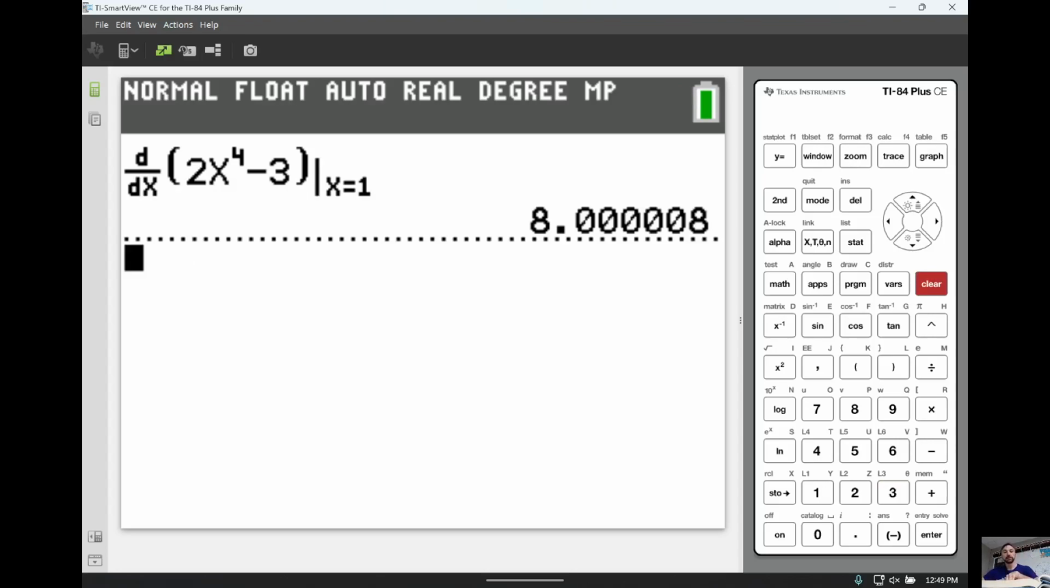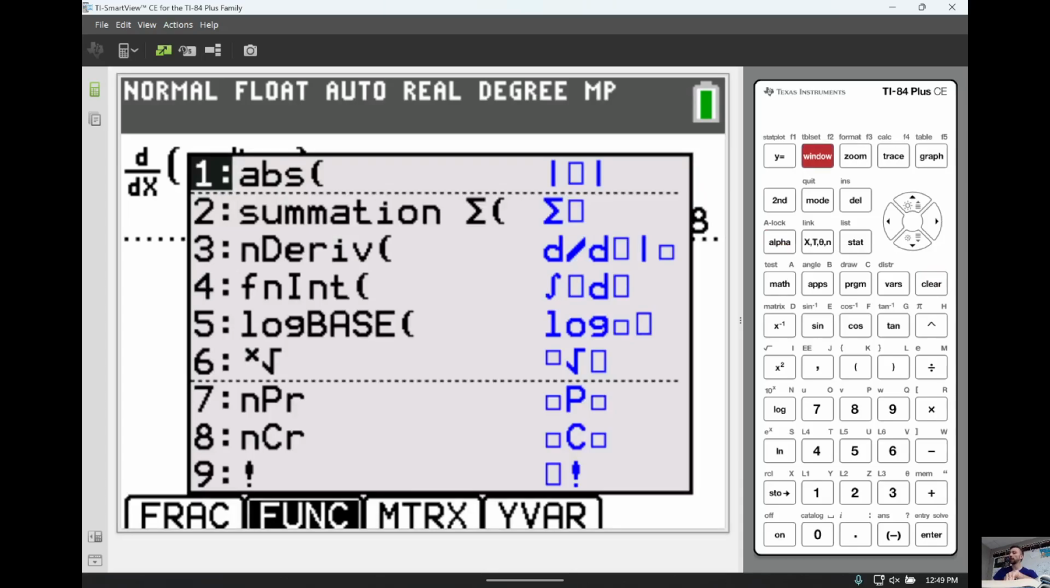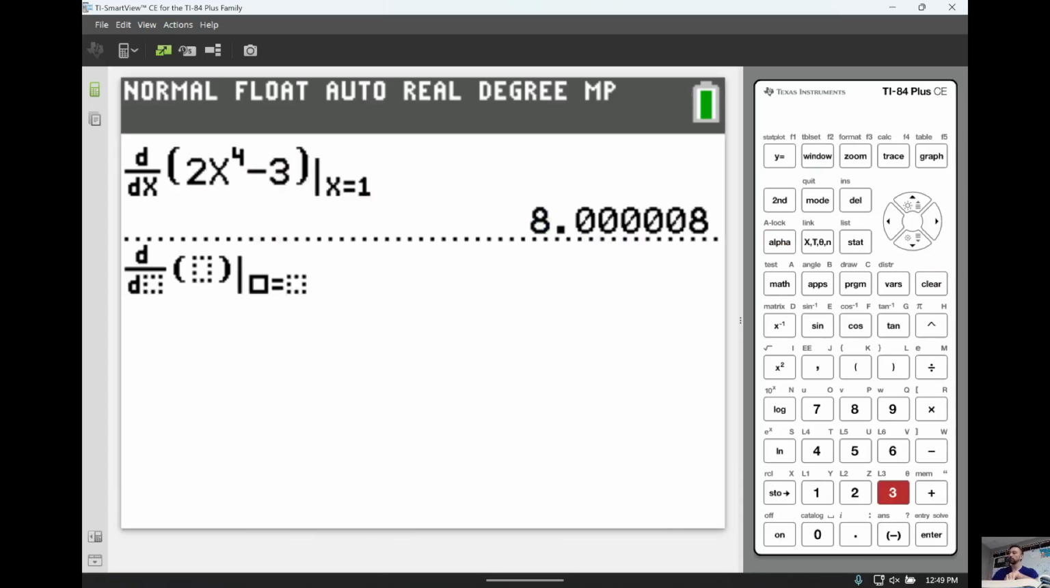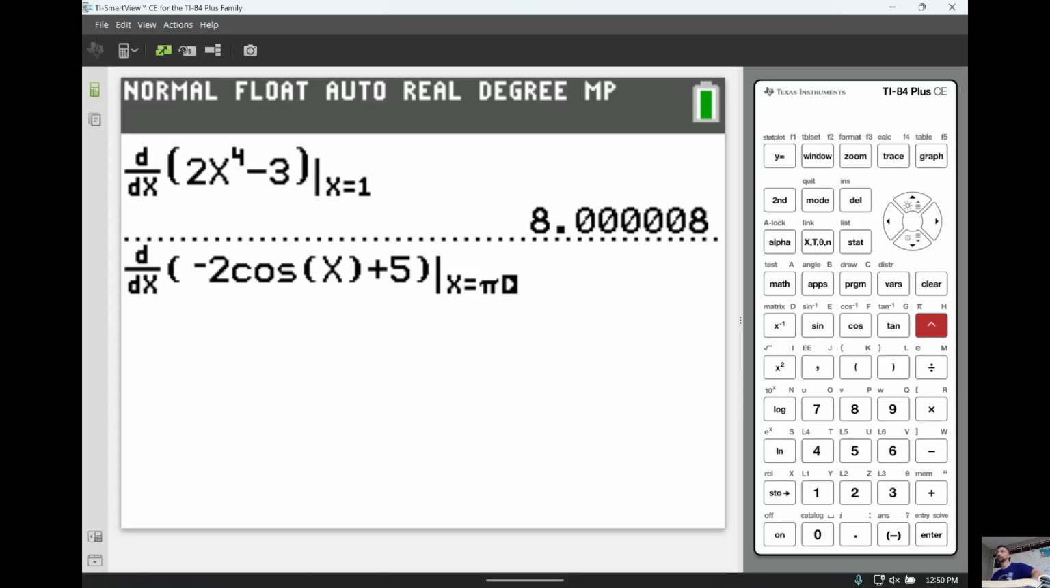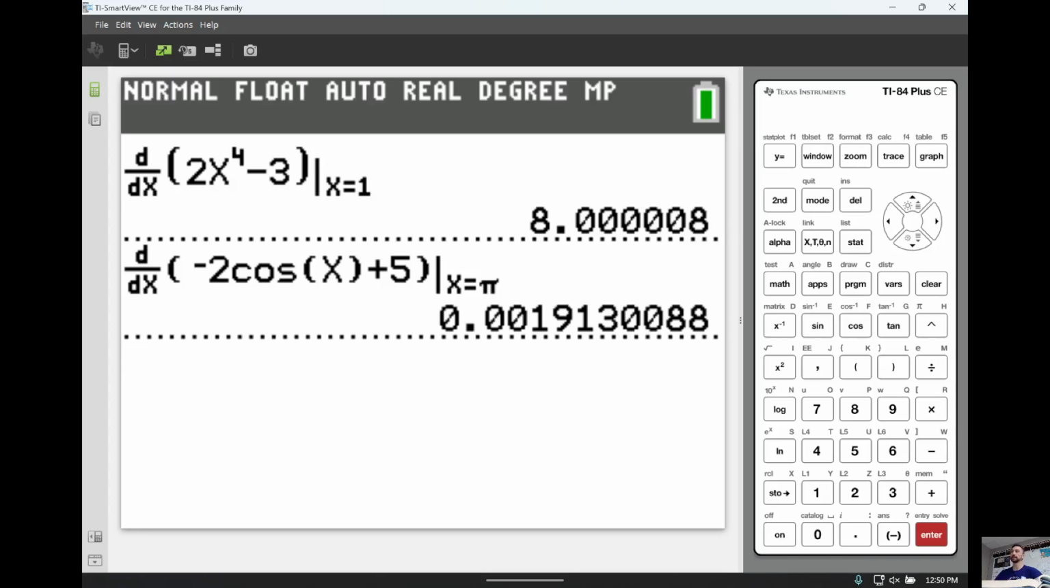So one more, I think 36 is the other one. Okay, make sure you're doing it with me here. Alpha window, option number 3. We're taking the derivative with respect to x because x is the variable we're using. You can type this in, -2 cosine x plus 5. And I want to know the derivative when x equals what? So again, it can't do the derivative, but it can do the derivative at a point. Now this one I think is probably not going to be correct, but yeah, that's not correct.